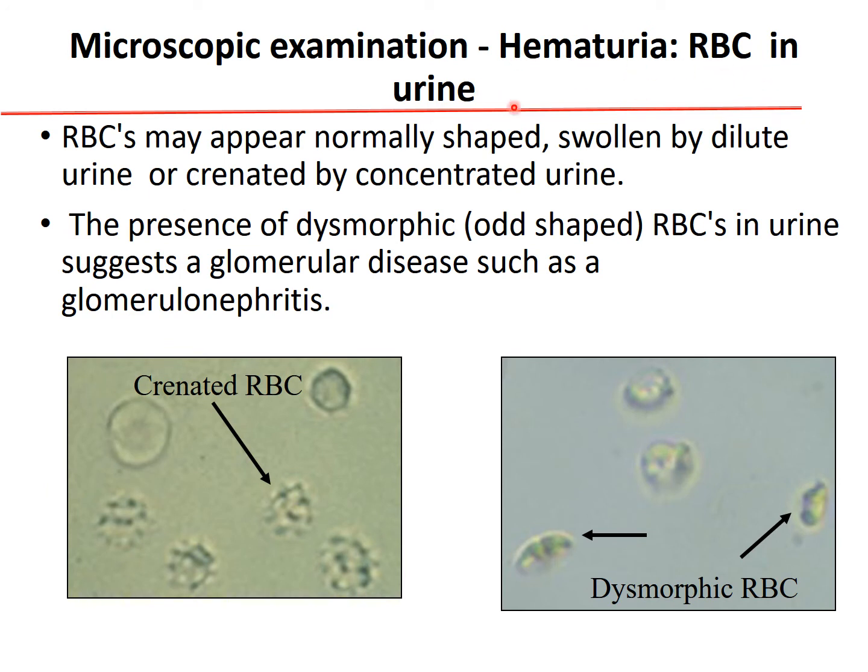Hematuria, red blood cells in the urine. The red blood cells may appear normally shaped, swollen by diluted urine, or crenated by concentrated urine, some spiky-like. The presence of dysmorphic, odd-shaped red blood cells in the urine suggests glomerular disease, when the red blood cells pass through the tubular system and through different osmolality as well. So this is why they are going to be dysmorphic, and that indicates glomerulonephritis. These are the dysmorphic red blood cells.